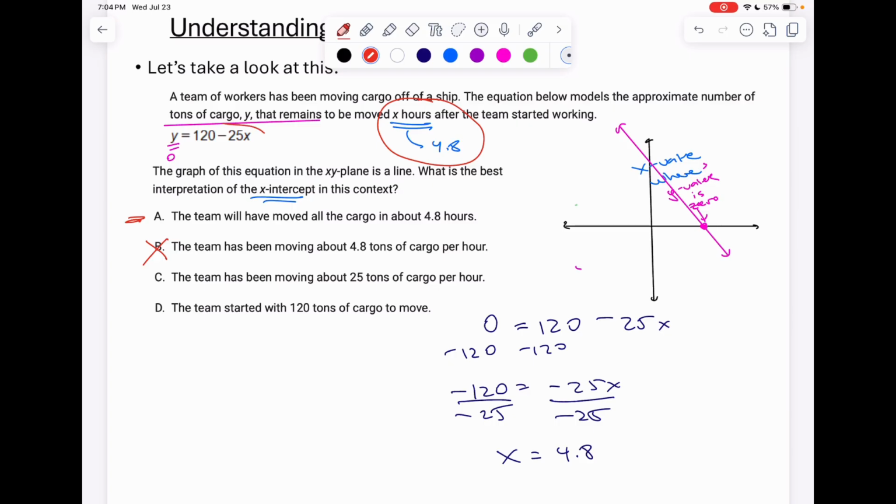How much cargo is it moving per hour if x is hours? It's moving 25 per hour. It's taking 25 away each time the x increases. C says the team has been moving 25 tons of cargo per hour. This is true, but it's not the meaning of the x-intercept, so that's not our answer. D says the team started with 120 tons of cargo to move. This is true. That's our y-intercept. That's what we started with, but that is not the answer to the question of what the x-intercept is. That's the y-intercept, so we can cross that out.